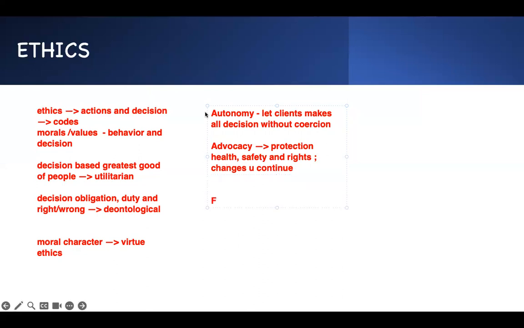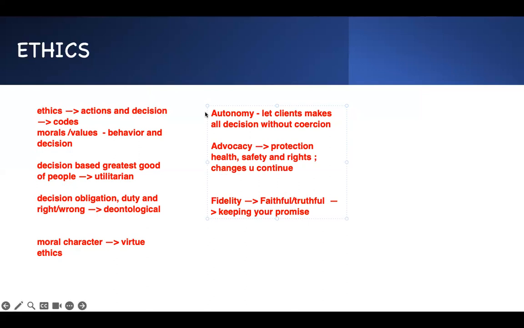Then, as you continue to help, let them do their autonomy, you advocate for them, you have to be faithful and truthful. But I don't like the word faithful and truthful because it's very confusing. It interferes with veracity. Fidelity, to me, is just keeping your promise.